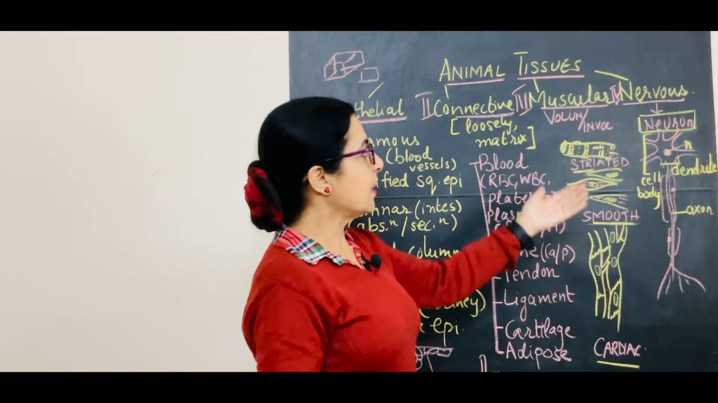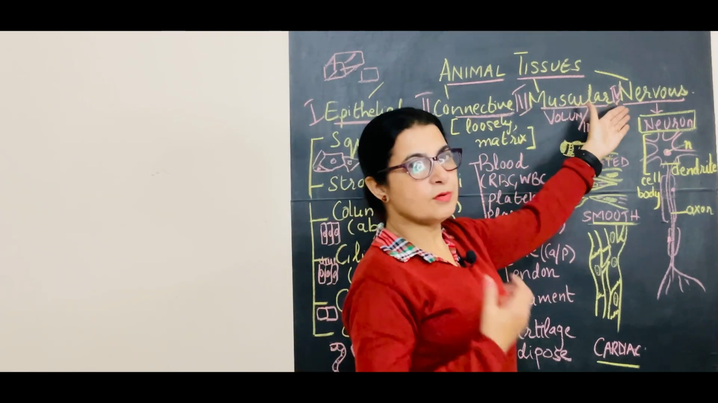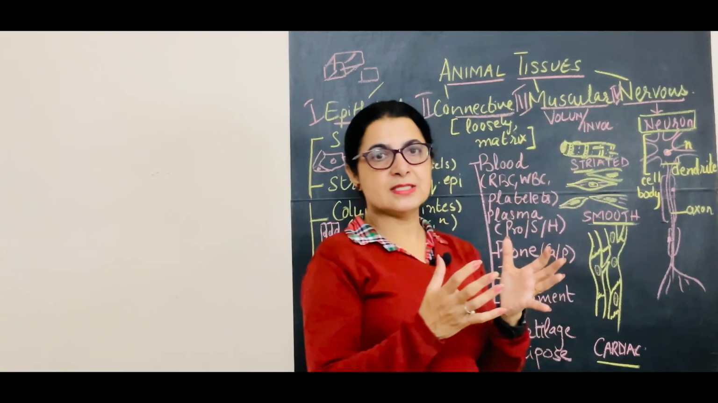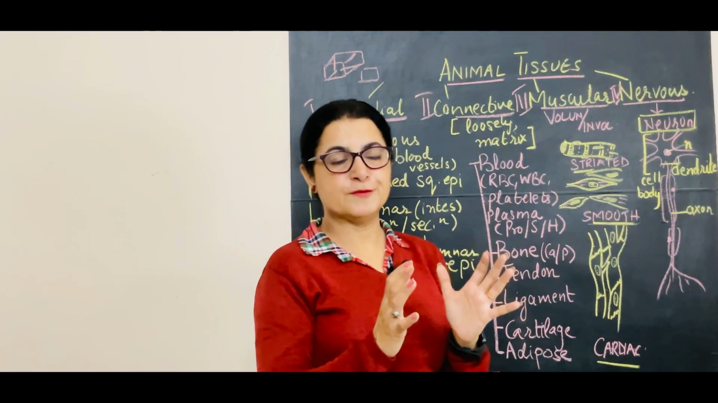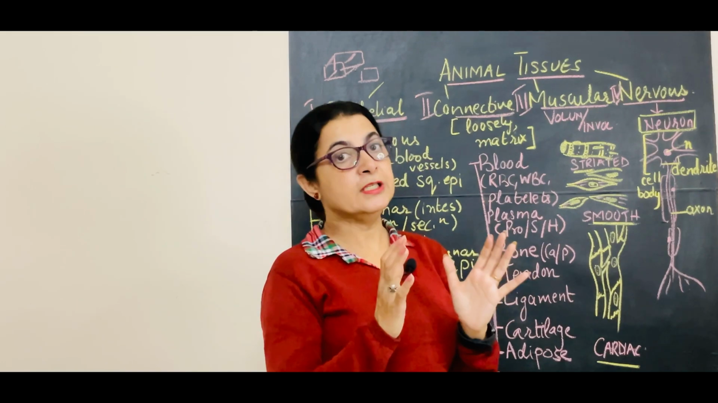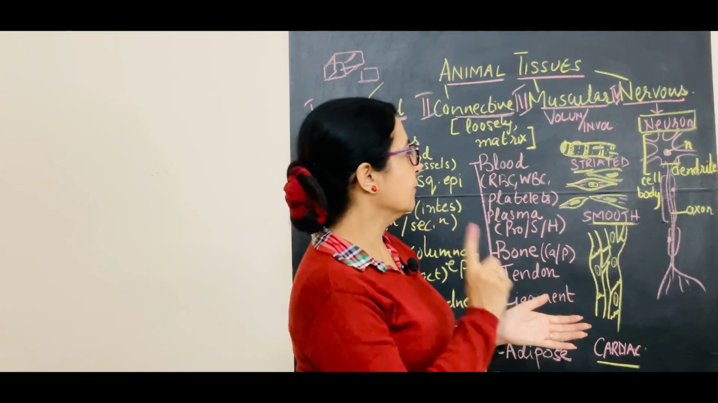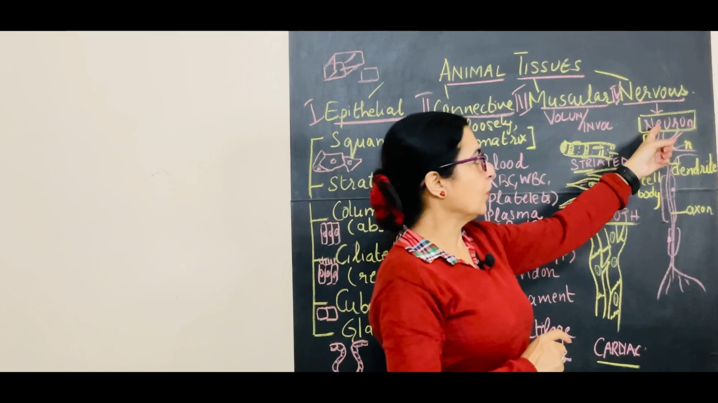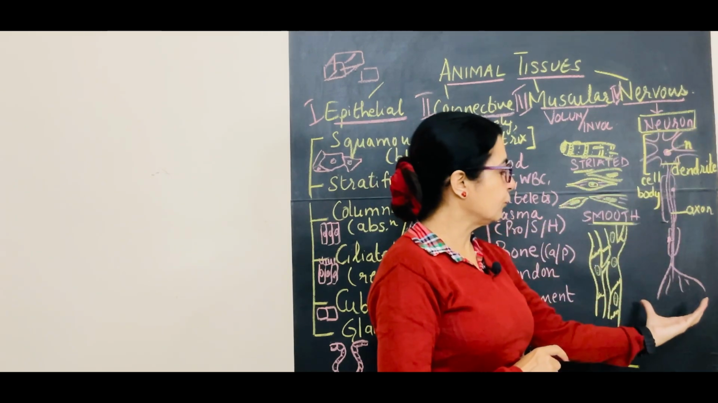Now coming to the last, it is your nervous system. Just remember students that the nervous system जो है it is made up of nerves and these nerves are made up of the nerve cells. One single nerve cell is known as the neuron. This is the structure of the neuron.